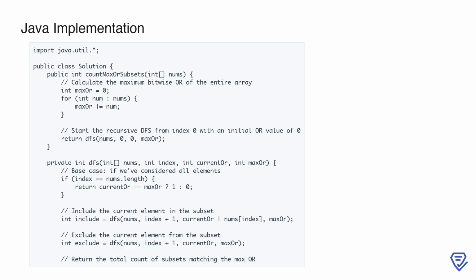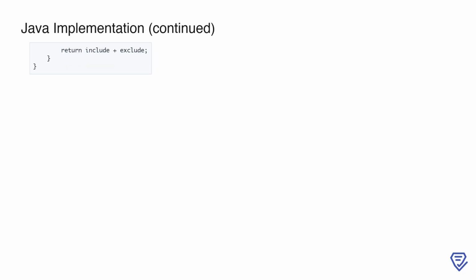This recursive function will explore all possible subsets of the array, starting from index 0 with an initial OR value of 0. The goal is to count how many of these subsets achieve the maximum OR value that we just calculated. The DFS method is where the recursive exploration happens. First, we handle the base case. If the current index equals the length of the array, it means we've considered all the elements. At this point, we check if the current OR value matches the max OR.